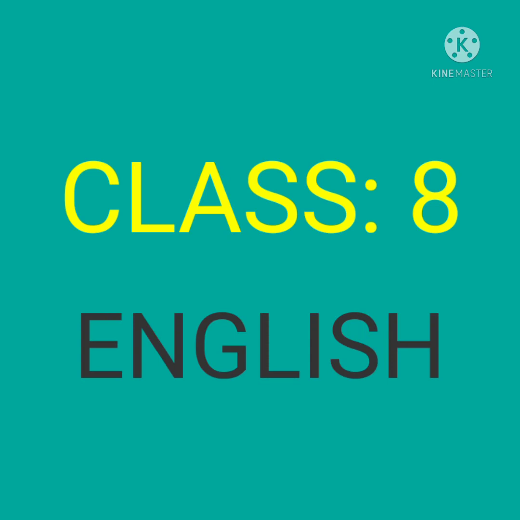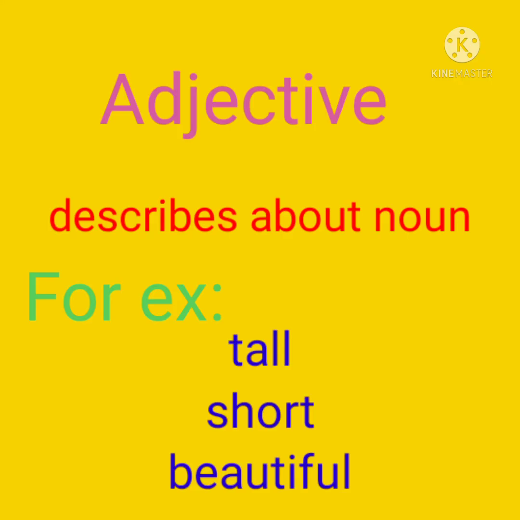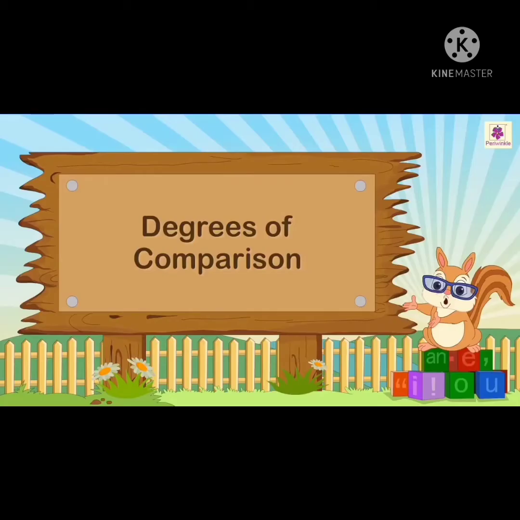Already we had learned about adjectives. What is it? It describes a noun. For example, tall, short, beautiful. So today you are going to learn degrees of comparison.